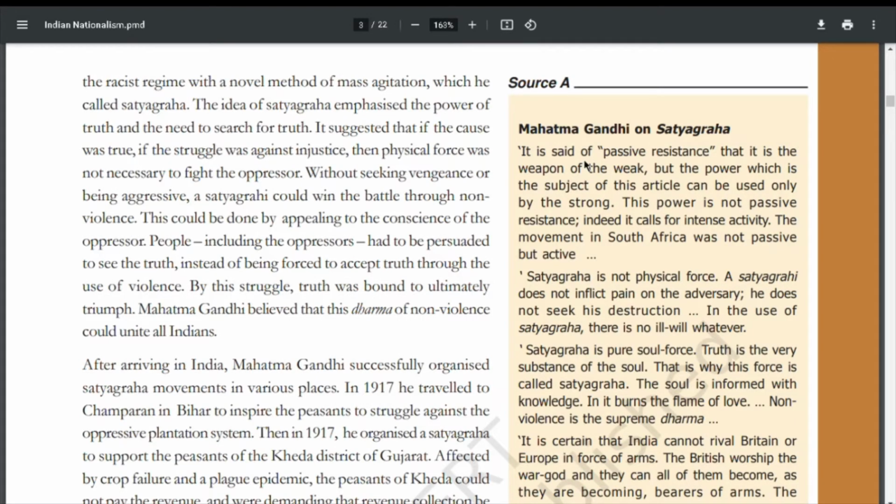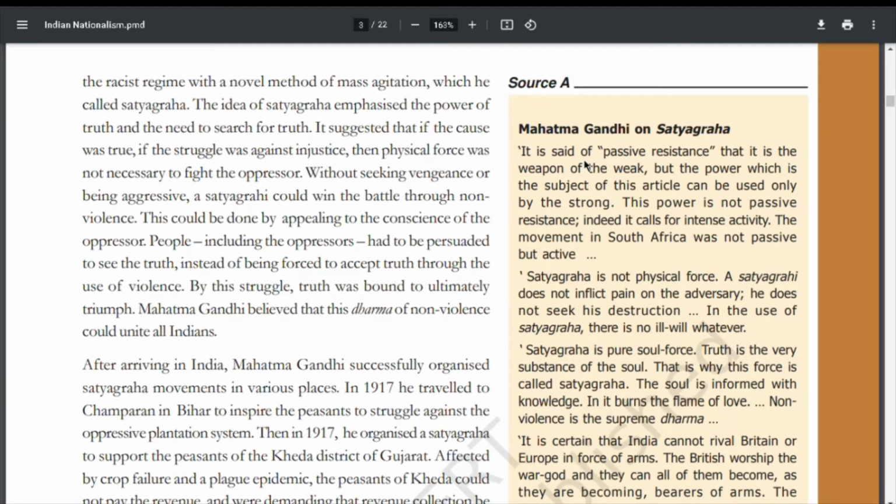The idea of Satyagraha emphasized the power of truth and the need to search for truth. It suggested that if the cause was true, if the struggle was against injustice, then physical force was not necessary to fight the oppressor. Without seeking vengeance or being aggressive, a Satyagrahi could win the battle through non-violence. This could be done by appealing to the conscience of the oppressor.